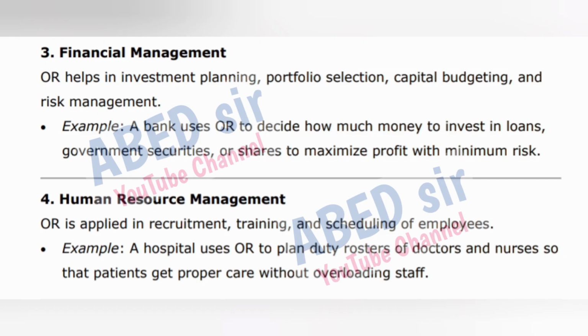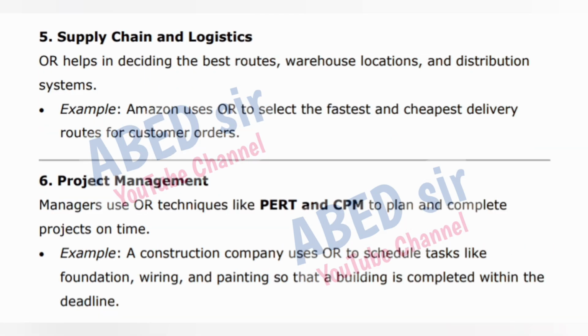3. Financial management. OR helps in investment planning, portfolio selection, capital budgeting, and risk management. Example: a bank uses OR to decide how much money to invest in loans, government securities, or shares to maximize profit with minimum risk. 4. Human resource management. OR is applied in recruitment, training, and scheduling of employees. Example: a hospital uses OR to plan duty rosters of doctors and nurses so that patients get proper care without overloading staff.